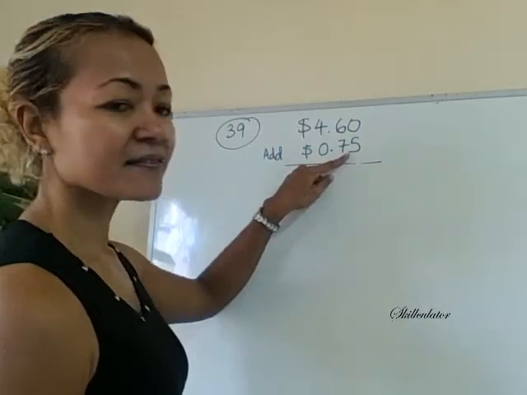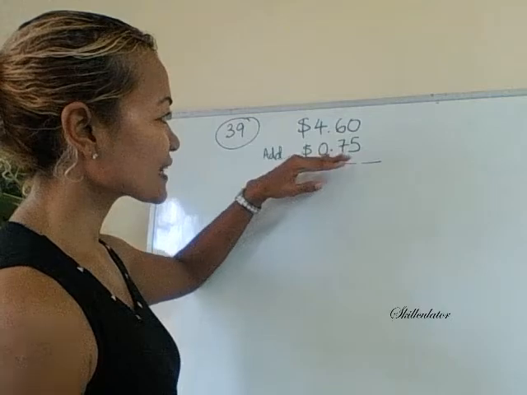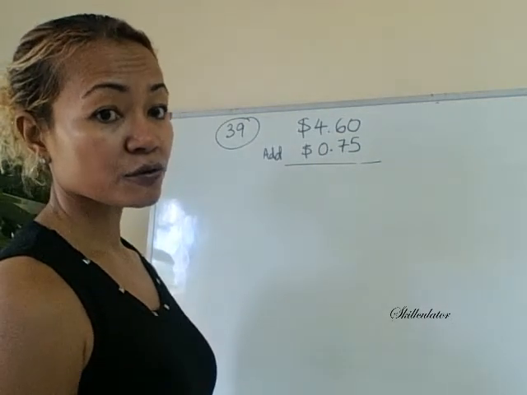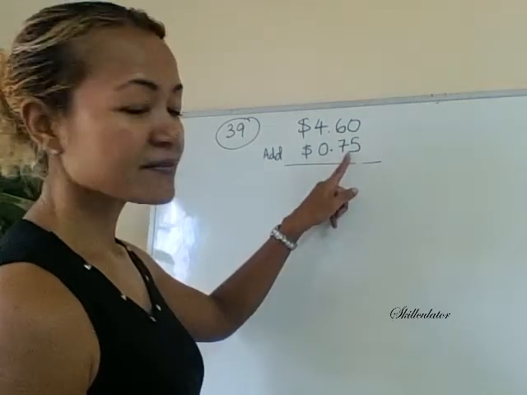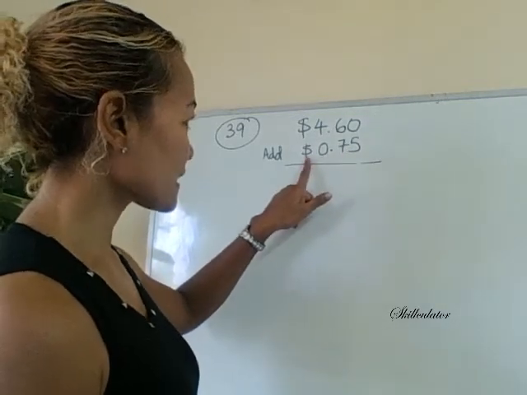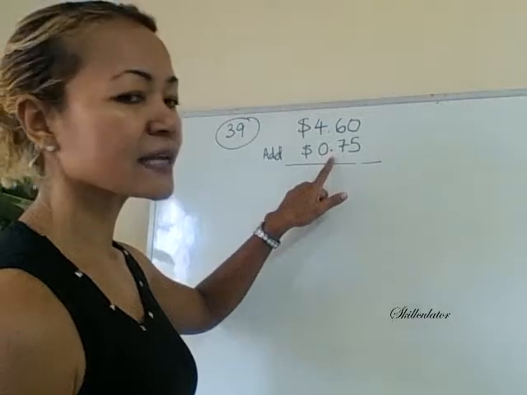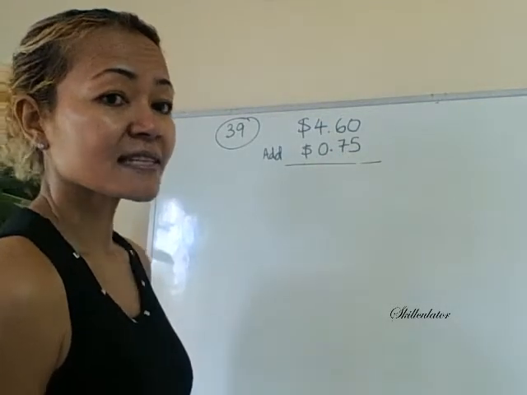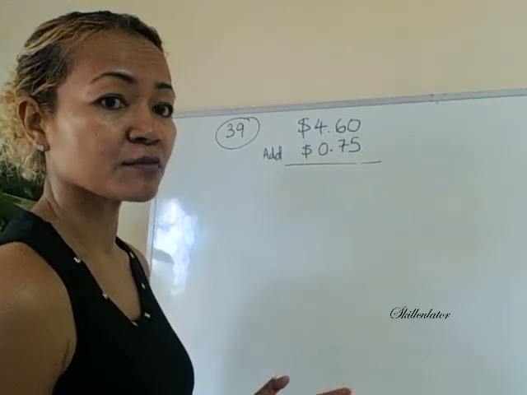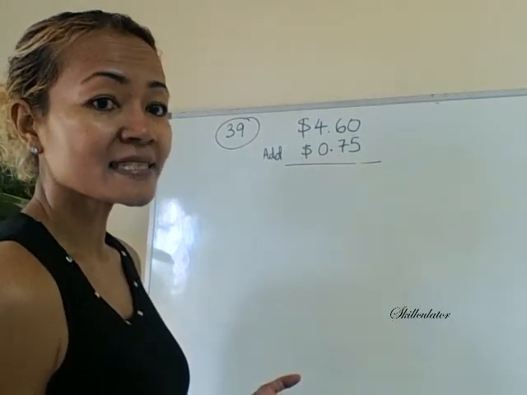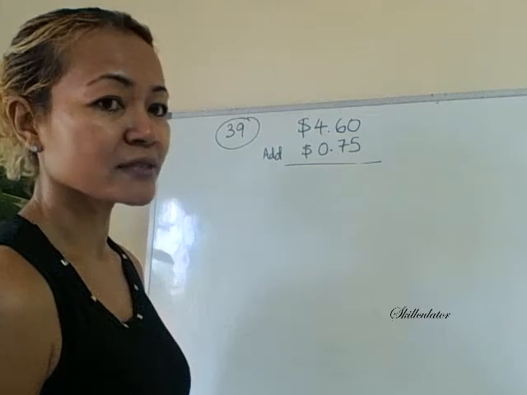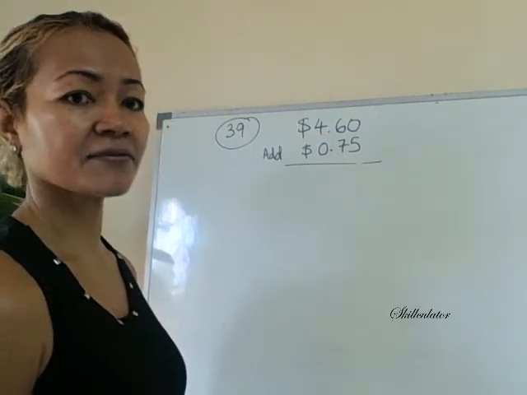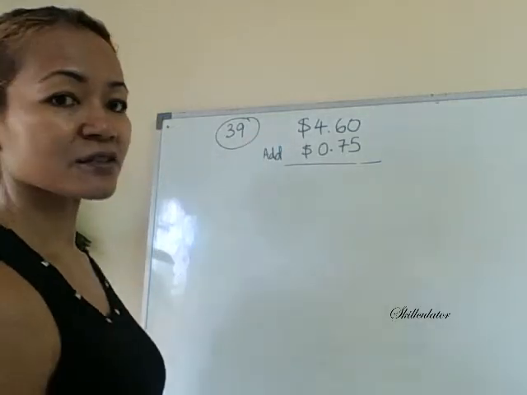So all you're doing is adding the 75 cents to the $4.60 that Thomas already has. 75 cents is expressed, in dollar terms, as 0.75. If it were 50 cents, it would be 0.50. If it were 20 cents, it would be 0.20. 95 cents, 0.95. Okay, let's just continue and solve this one.